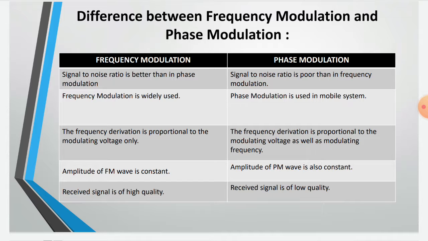The frequency deviation is proportional to the modulating voltage only. The frequency deviation is proportional to the modulating voltage as well as modulating frequency for phase modulation. Amplitude of FM wave is constant. Amplitude of PM wave is also constant. For frequency modulation, received signal is of high quality. Compared to phase modulation, received signal is of low quality.